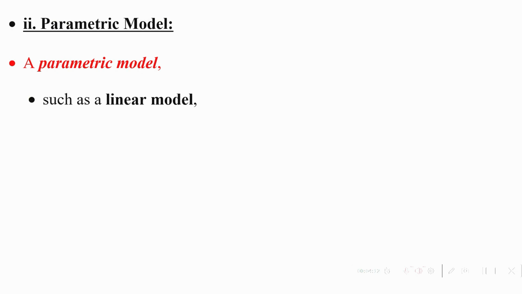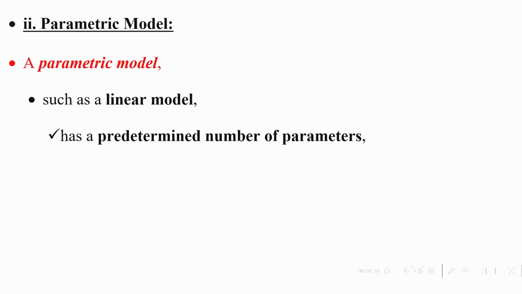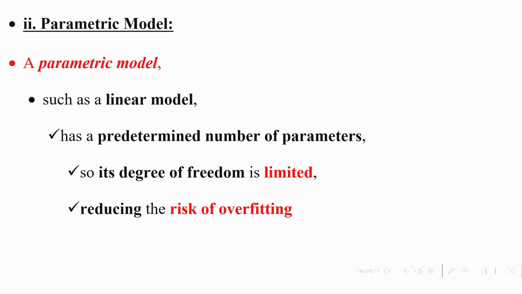Coming to a parametric model, a parametric model is a linear model that has a predetermined number of parameters. So its degree of freedom is limited, reducing the risk of overfitting but increasing the risk of underfitting. So there is a difference between the parametric and non-parametric models.